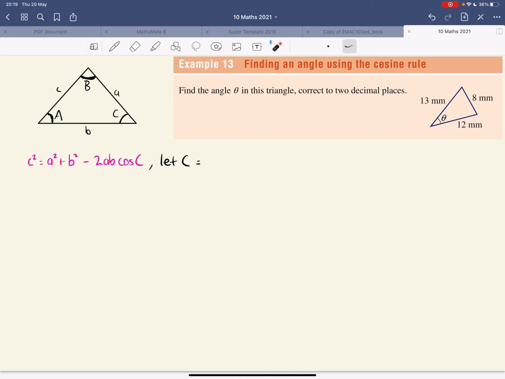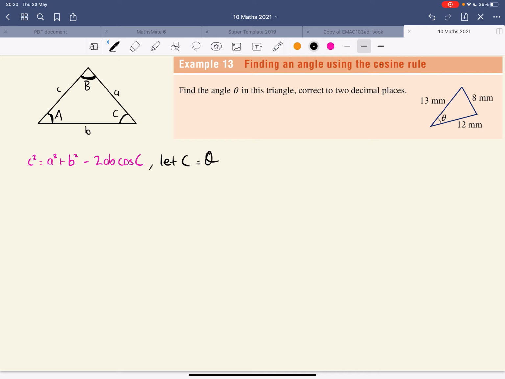It's good communication. We're going to let it equal theta, because that's the letter or the pronumeral or variable that's been given to us in the question. It's kind of like substituting, but just initially so that we don't get confused with ourselves. So we're letting C equal theta. Now I can go ahead and just start substituting with our formula. It's fairly straightforward. So let's go ahead and do it.